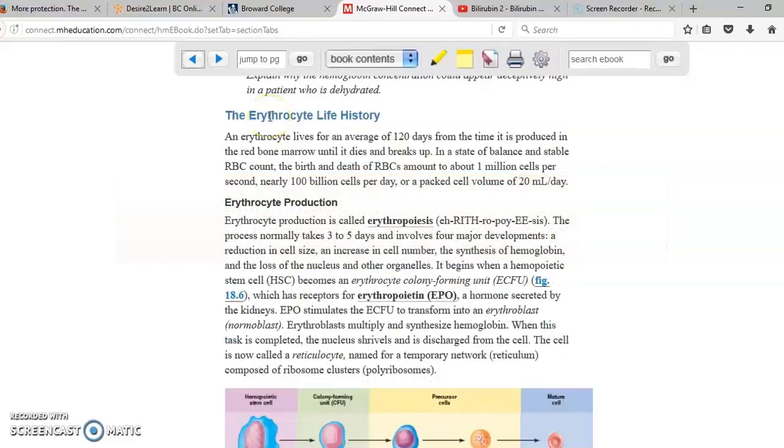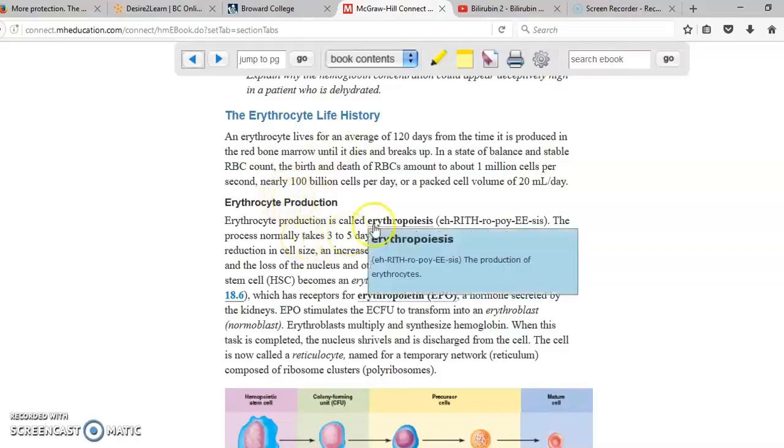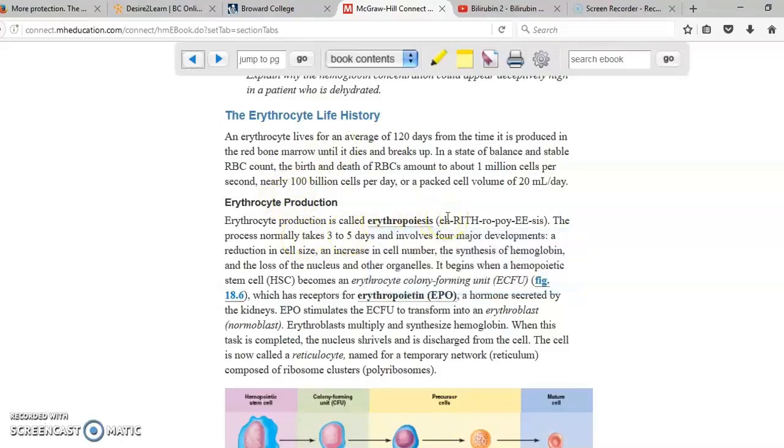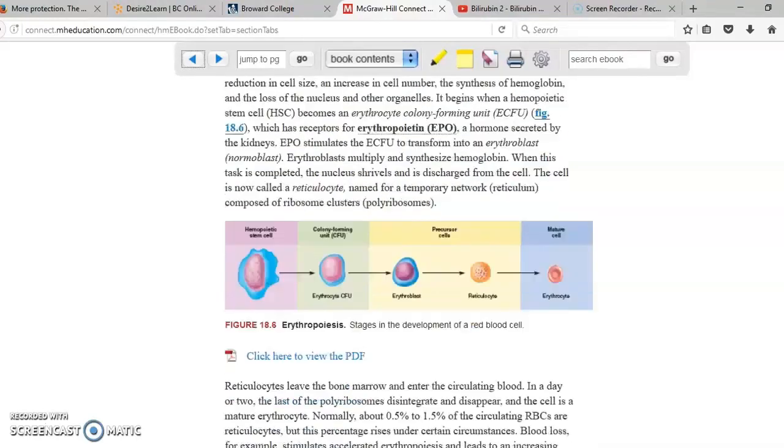The erythrocyte life history, basically where it's created, for how long it's going to live, and where it dies. The red blood cells, or erythrocyte production, is going to happen in the bone marrow by a process called erythropoiesis. Erythropoiesis is a process by which stem cells, as you can see here in this graph, have the ability to produce red blood cells.